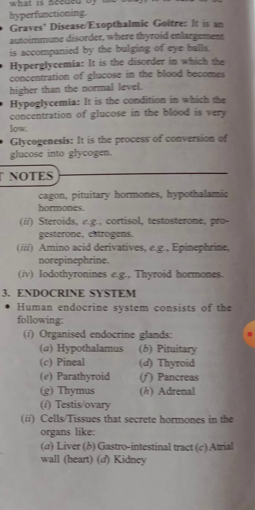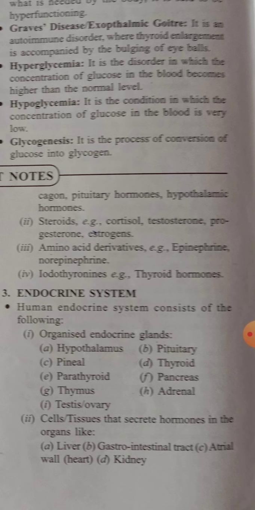Second is steroids, for example cortisol, testosterone, which is secreted by the gonads, generally the reproductive organs, progesterone, estrogens. Third type of hormone is amino acid derivatives, generally epinephrine and norepinephrine. And the fourth type is iodothyronines, generally secreted by the thyroid gland. So we will briefly discuss the different glands and then their functions and their hormones.